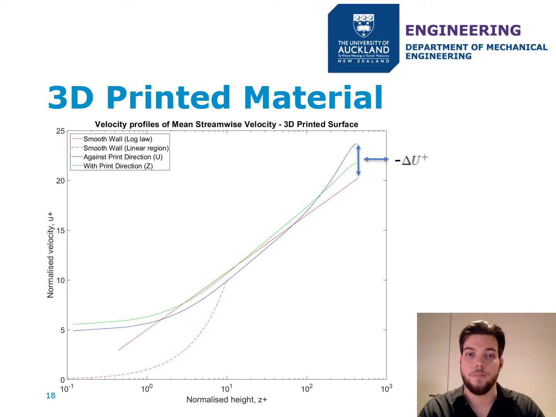Against the print direction, there is an unexpected increase in velocity near the free stream. At this point, delta U+ should be lower than both the smooth wall and print direction flows. This issue is likely due to a simulation error and needs to be further investigated.